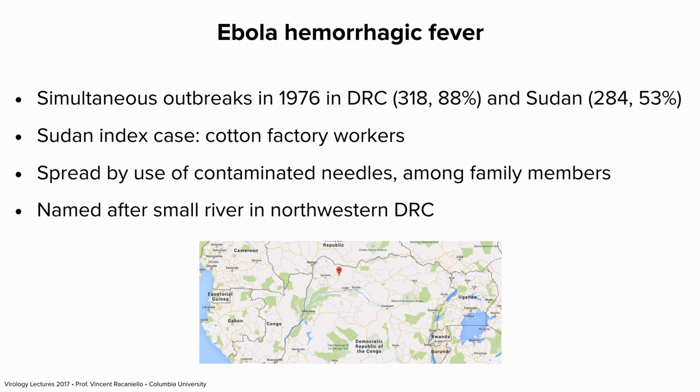The index case in Sudan was cotton factory workers. And so these individuals got infected. They were cared for by doctors and by family members, but the infection control wasn't very good, so the infection was spread to other people by contaminated needles among family members, and so that's why this outbreak got so big. Started out in a couple of cotton factory workers and spread to many other people. And it's called Ebola because it's named after a small river in the northwest of the DRC, the Ebola River.